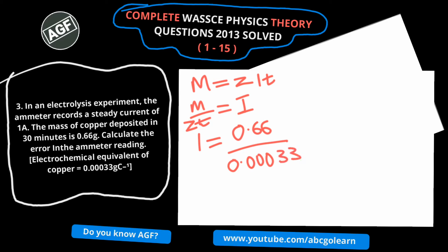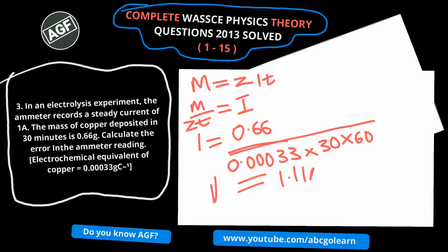So now you have to divide also by the time. The time you are given is 30 minutes. Now don't forget that 30 minutes will be converted to seconds. If you want to convert minutes to seconds, you just have to multiply the minutes by 60. That's just what we will do, and with this you will get your final answer of I to be 1.11 ampere.